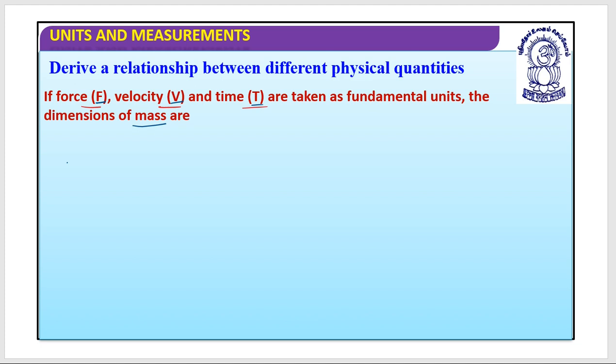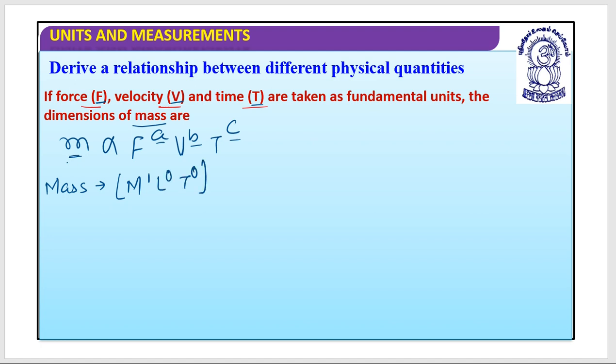So what we can do is I can write that mass M depends on force F, let's say power A, velocity V, let's say power B, and time T, let's say power C. Clear? Now you need to find out the values of A, B, and C. This is all I require. So let's say the dimensions of the mass, what would it be? Think, it's M1 L0 T0.